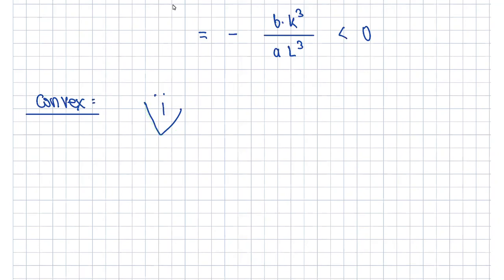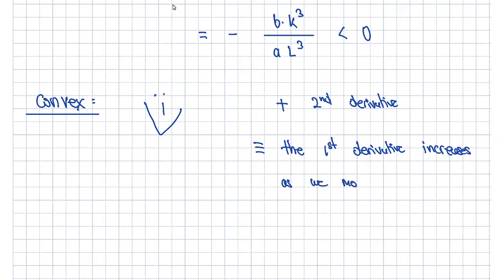And because it's a positive face, really what we're looking for is a positive second derivative, which in English, if I were to look at this for this particular question, what this would tell us is that the first derivative increases as we move along the isoquant, as we move down.